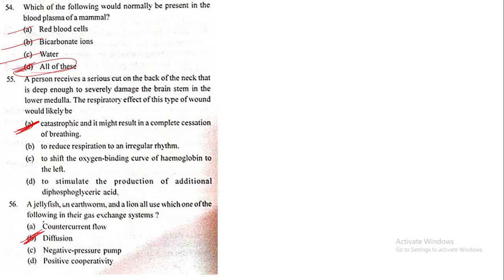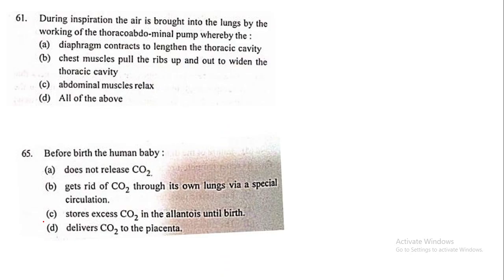Go through questions 55 and 56 once again. Just see why the other options are not right. Let's go to the last one. During inspiration, the air is brought into the lungs by the working of the thoraco-abdominal pump, meaning parts of the thoracic cavity and the abdomen that act. The diaphragm contracts to lengthen the thoracic cavity. Yes. The chest muscles pull up the ribs to widen the thoracic cavity. Yes. Abdominal muscles relax. So the right option is all of the above.